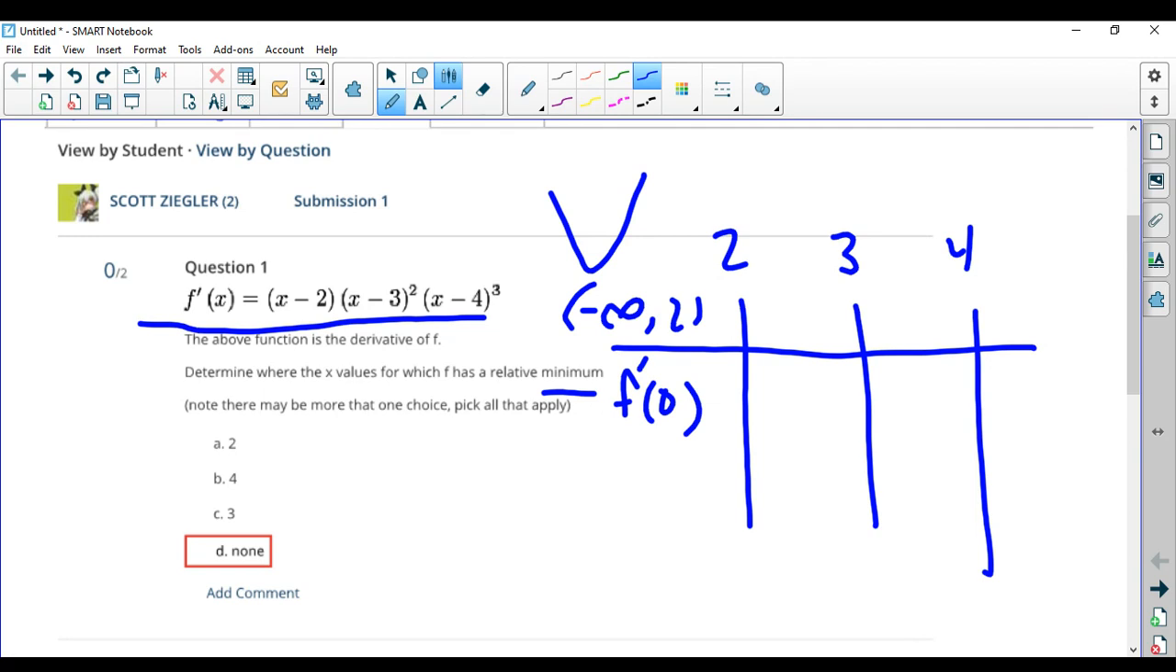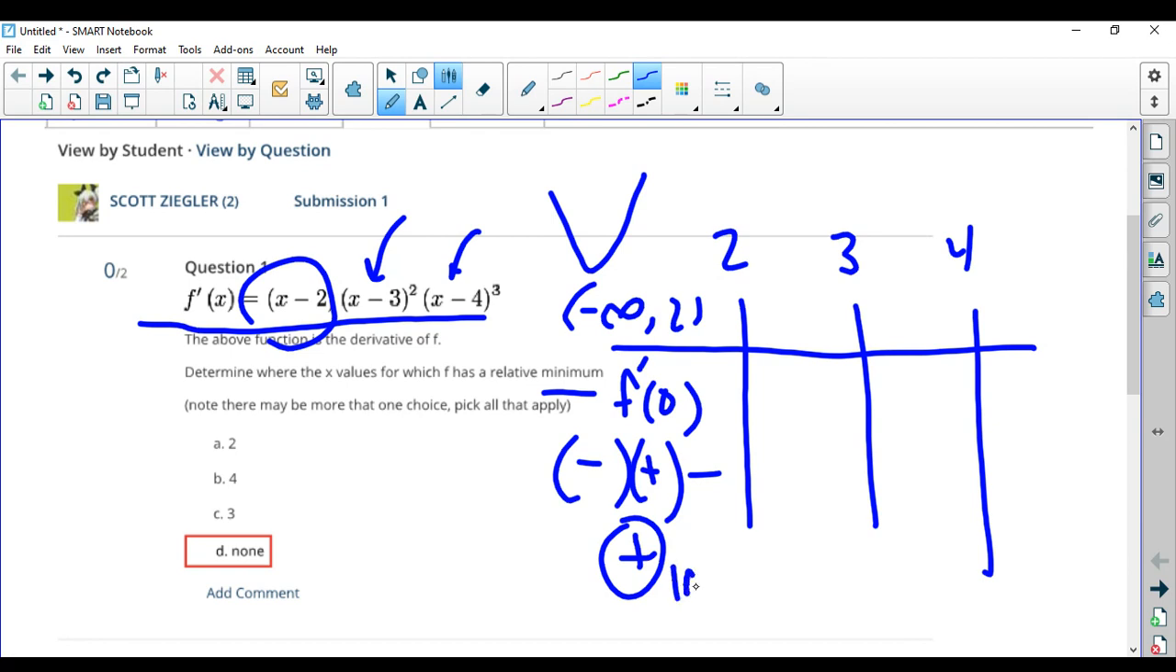Well, you can do this just by signs. If you plug in 0 to this one, 0 minus 2, which is negative. And then 0 into this one, it's a negative 3 squared, which is positive. And then 0 into this one, it's a negative 4 cubed, which is negative. So you get a negative times a positive times a negative, which is positive, which means you're increasing here.